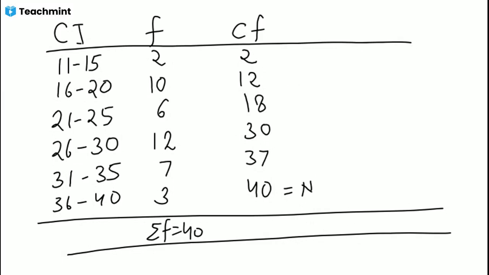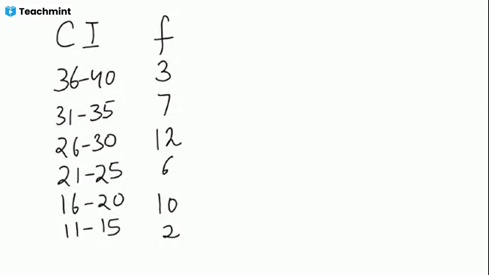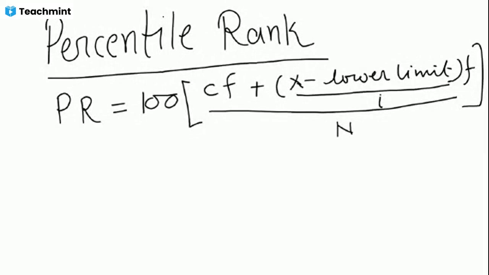So you will see LL, the lower limit, this 16, for example. Not exactly, because you need to find the percentile first. Then you need to see where that value is lying. The lower limit of that class will be LL, the lower limit for this formula. Are you getting me? Yes, ma'am.